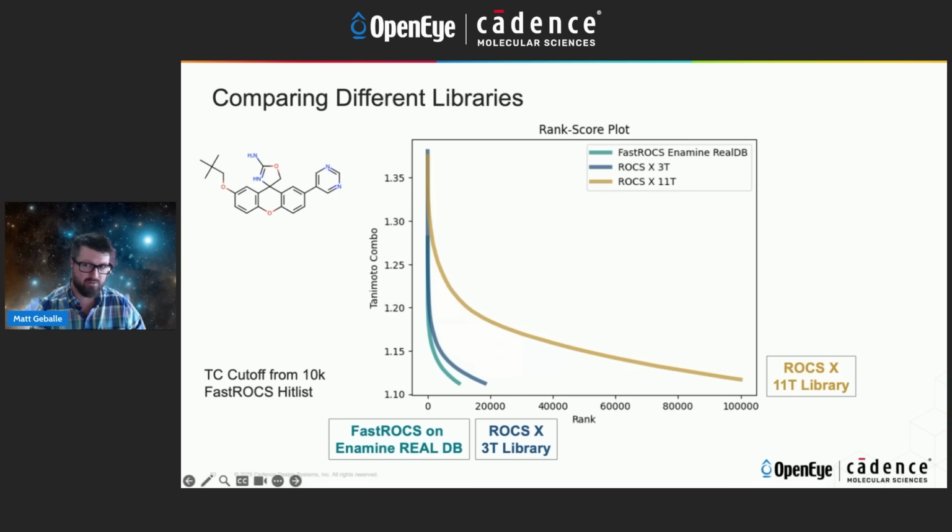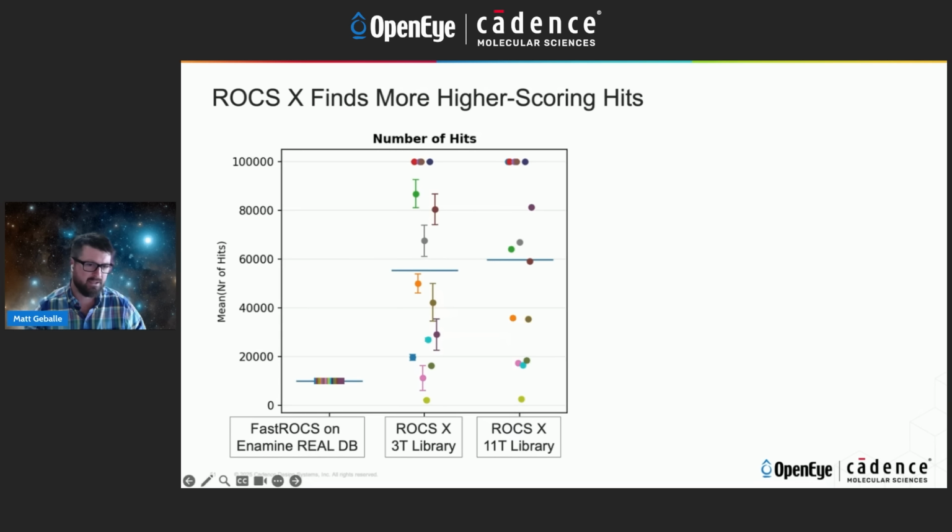So if we take this approach and do it across our 15 queries, we can generate a plot like this, where we're comparing the number of hits found above that cutoff for FastROCS on Enamine REAL, and then ROCS X on the 3 trillion and ROCS X on the 11 trillion. Remember, we derive the cutoff from the FastROCS library, which is why those are all fixed at 10,000. And so we can see across these queries, searching larger libraries are giving us more and more higher scoring molecules.